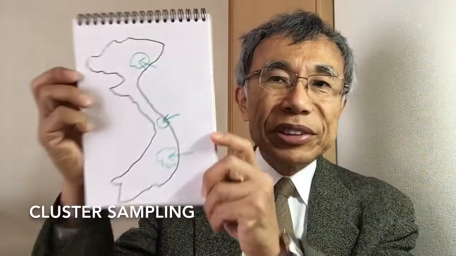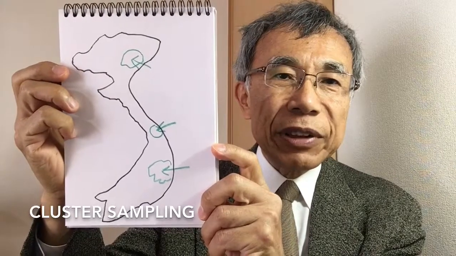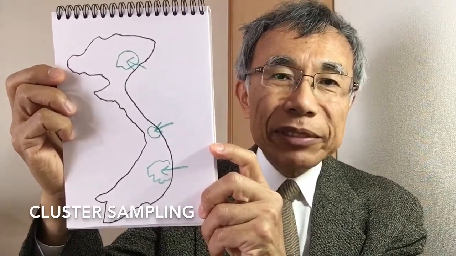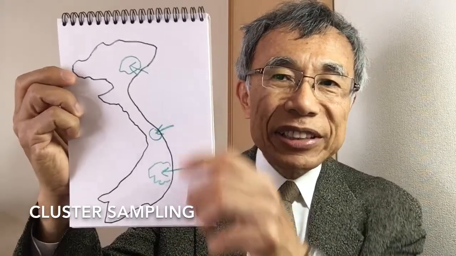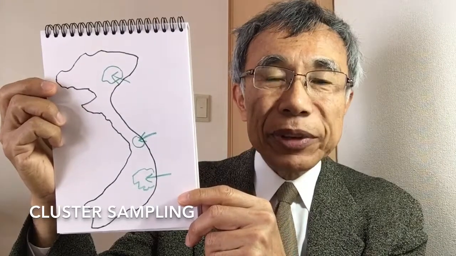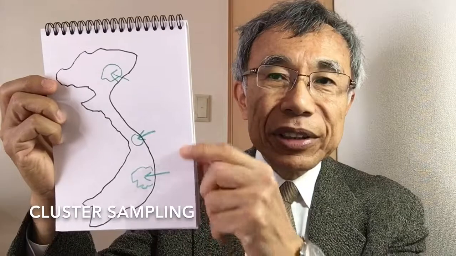For example, in face-to-face interview, it is difficult and expensive to survey households across the nation. Instead, researchers will randomly select geographic areas, for example counties, then randomly select households within these areas. This creates a cluster sample in which respondents are clustered together geographically.